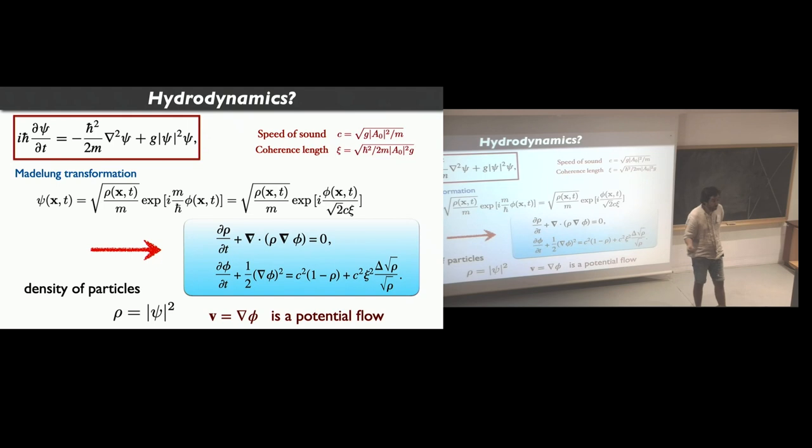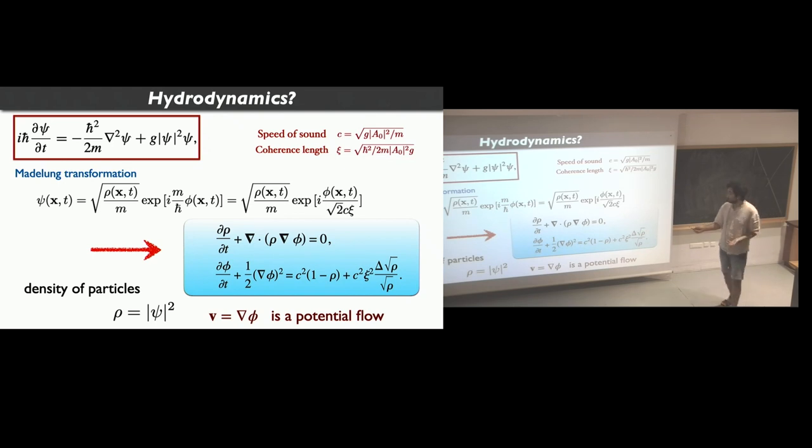So this is a wave equation. Where is the hydrodynamics here? As we have seen, we take the Madelung transform. This is a complex field, so we write it in terms of the density and the phase. We plug it in, and we get the continuity equation for the density, that is, density is transported by the gradient of the phase. And the phase satisfies the Bernoulli equation plus some dispersive term. Still, here there are no vortices.